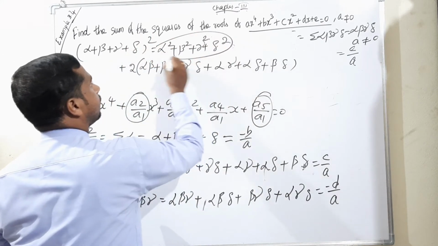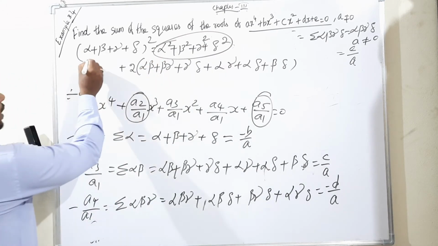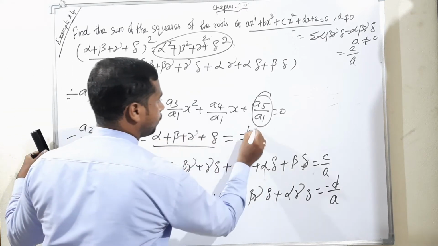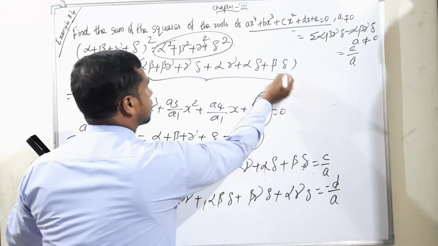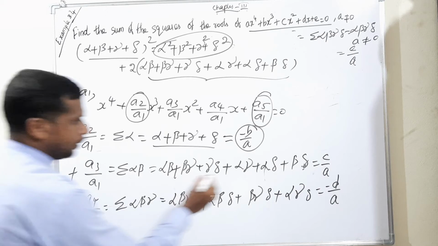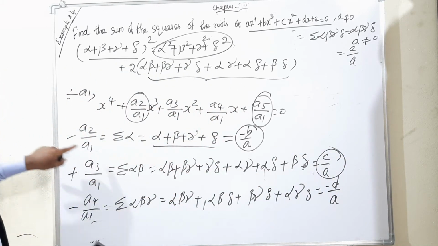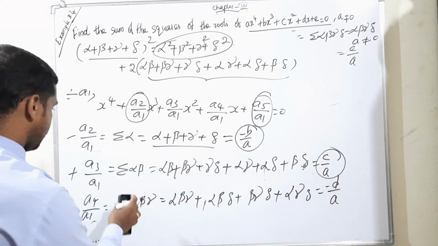What we need is the sum of the squares, so let us see how to get it. We already found the value of the sum of the roots taken one at a time: minus b by a. Next, the sum of the product of the roots taken two at a time, we found this one, what is the value? c by a. So now we need minus b by a and c by a.